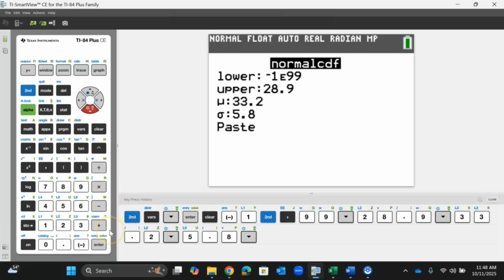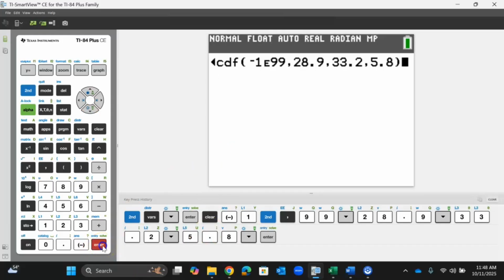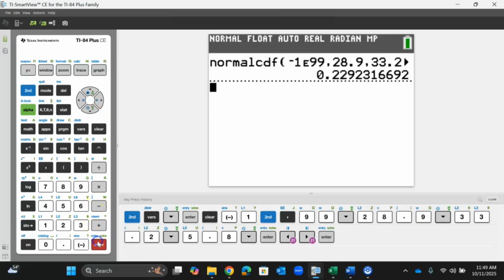For those of you who have the newer version, you're going to want to arrow down and click paste. So highlight, paste, and hit enter. And then again, for those of you with the older calculator, this is what yours should look like. After your normal CDF entry, you should have your lower bound, your upper bound, your mean, and your standard deviation separated by commas. After this, we'll press enter, and here we have our probability.